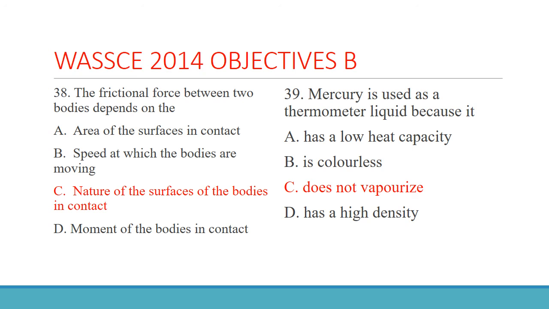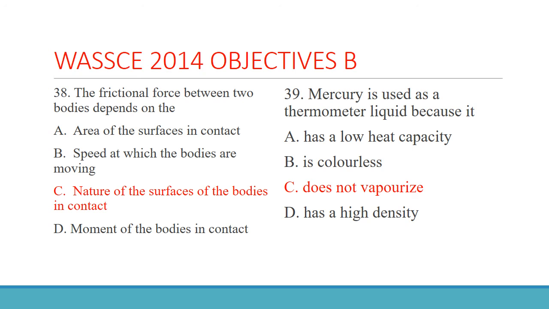The friction force between two bodies depends on the nature of the surfaces of the bodies in contact. So if the two surfaces in contact are very smooth, the frictional force is less. But if they are rough, the frictional force is more.